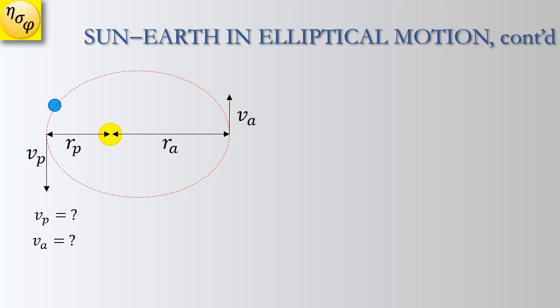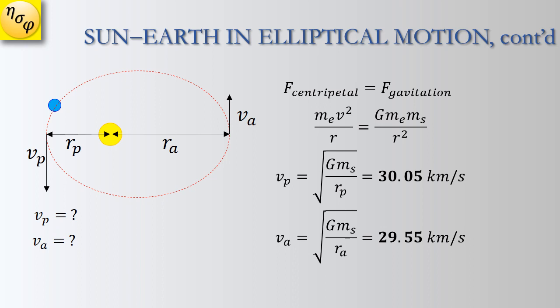We'd like to calculate the Earth's speeds at two different distances from the Sun, which is Vp for perihelion distance and Va is the speed at aphelion distance. In this case, we have to use centripetal and gravitational forces to solve this problem. And after some algebra and calculation, we see that Vp is greater than Va. The closer the Earth distance from the Sun, the faster it orbits. And this is the second Kepler's law.